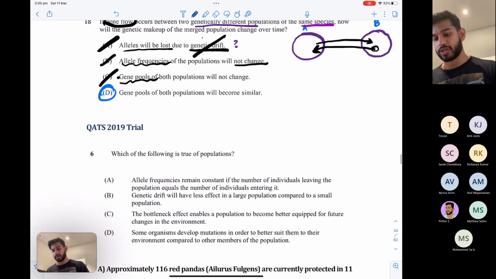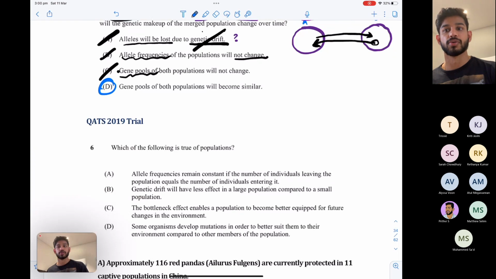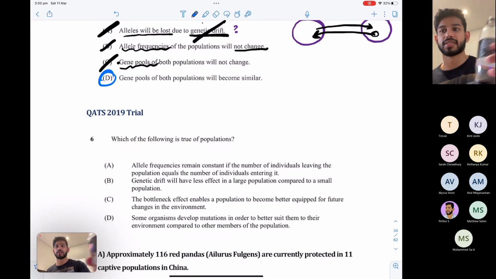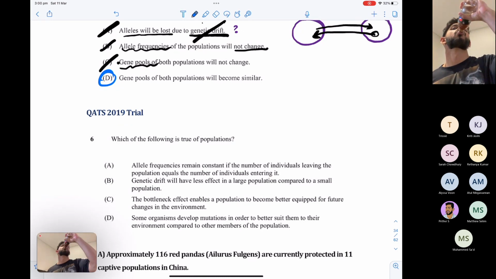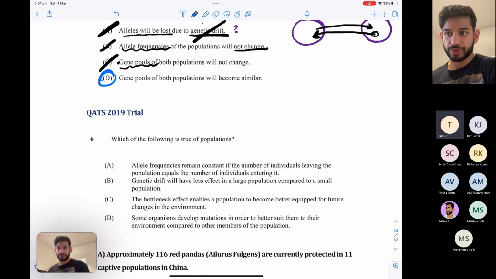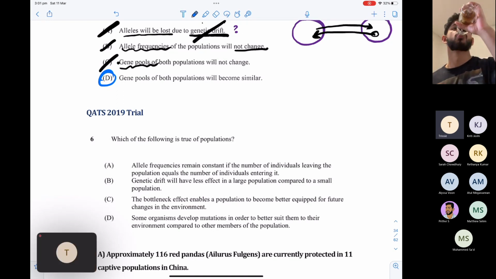Good. Let's try doing 6 a bit faster. Let's go to Trissy. Mohammed, I'll get you to start with A. Mohammed, what do you think about 6A? I think if the number of individuals leaving the population equals the number of individuals entering, it's not going to remain constant, because the two different alleles of the individuals leaving and entering are different. So if they go into a gene pool, it's still going to change the alleles.